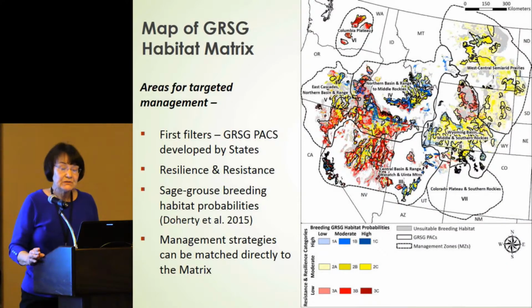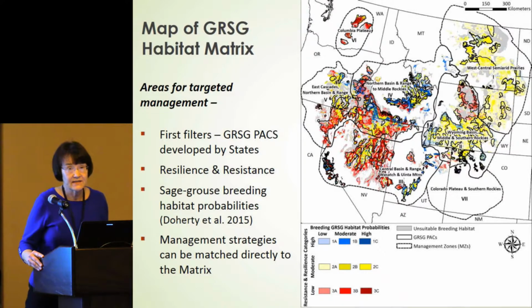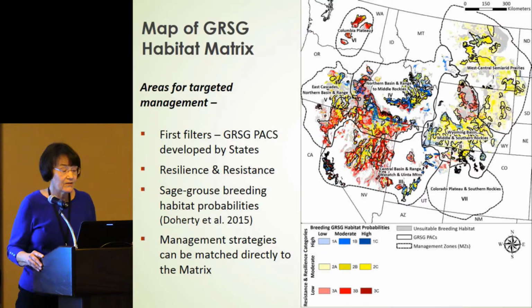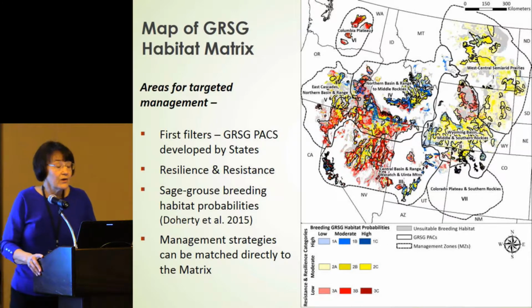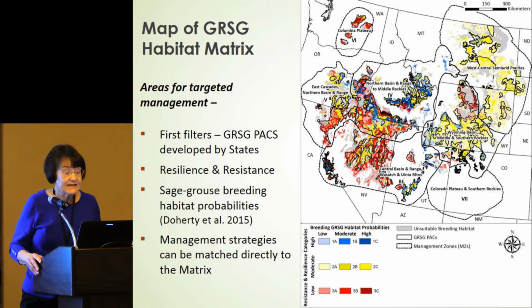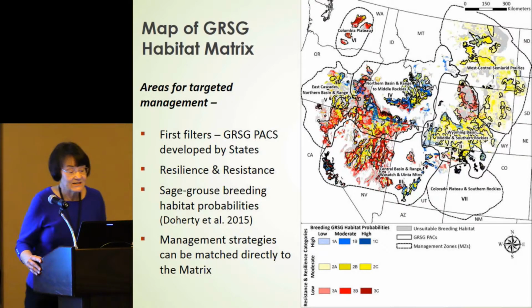Now, we can use geospatial maps and data to really target areas for prioritization. This map overlays the breeding bird habitat probabilities and resilience and resistance for greater sage-grouse. The first filters are those greater sage-grouse priority areas for conservation that were developed by the packs. If you look at the map, the blue areas indicate high resilience and resistance, the yellow, moderate resilience and resistance, and the red, low resilience and resistance. Darker colors indicate a high greater sage-grouse breeding habitat probability.